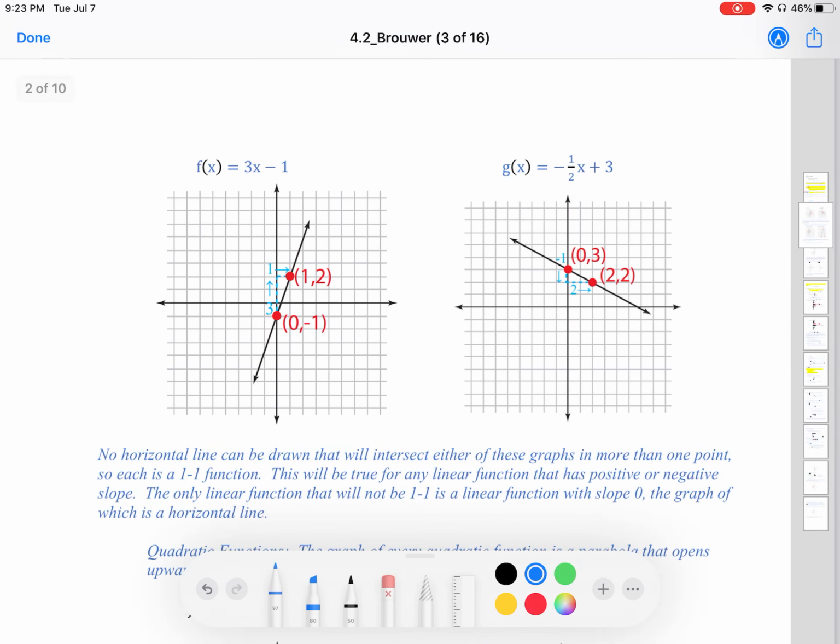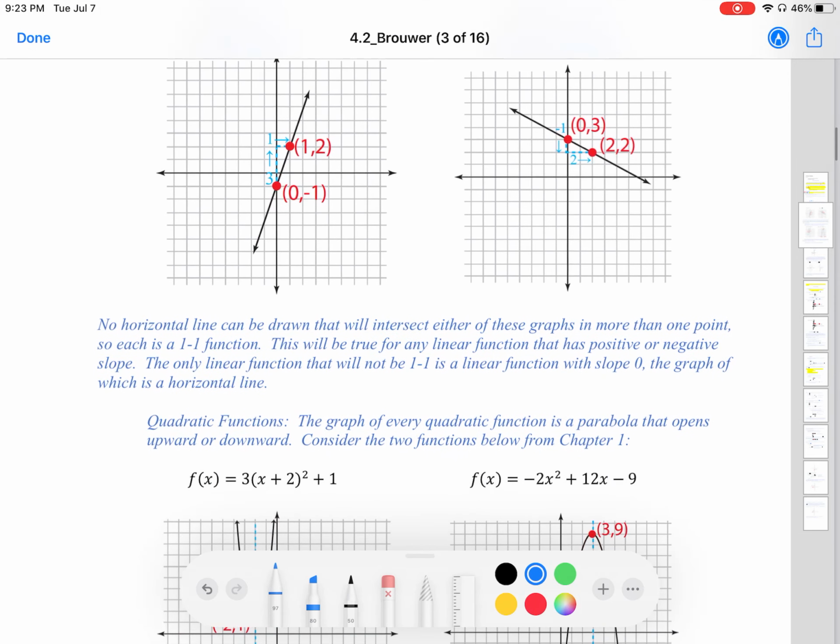So we see here, we have two linear functions, or two lines. No horizontal line can be drawn that will intersect either of these graphs in more than one point. So each is a one-to-one function. This will be true for any linear function that has a positive or negative slope. The only linear function that is not one-to-one is a linear function with a slope of 0, the graph of which is a horizontal line.